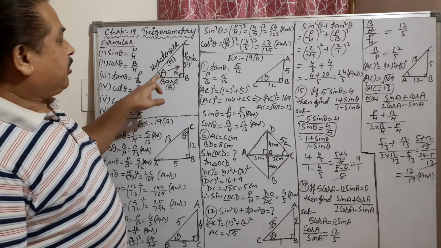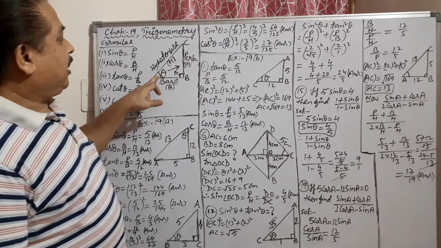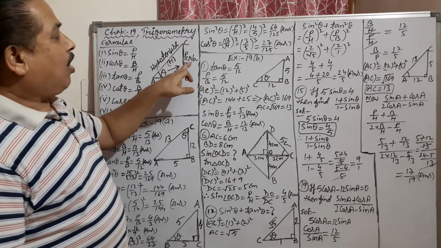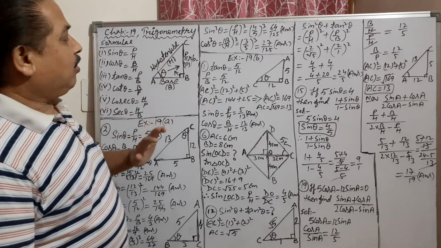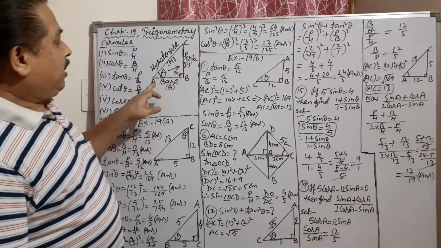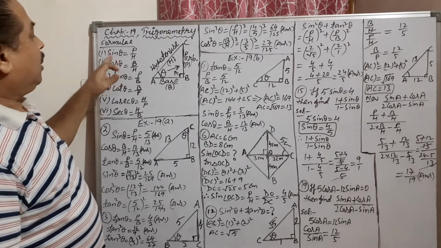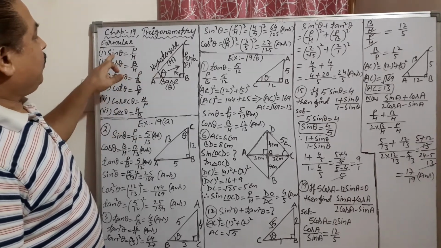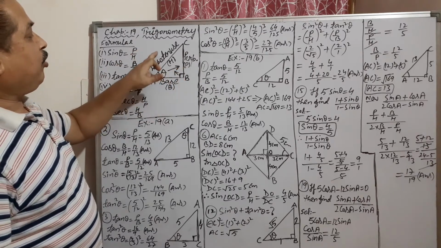See, let this angle be theta. Theta denotes any angle. Let angle A be theta, and theta opposite side will be perpendicular, and 90-degree opposite side will always be hypotenuse, and third side will be base. Now see sin theta formula. According to this theta, what will be sine? Sin theta equals perpendicular upon hypotenuse.